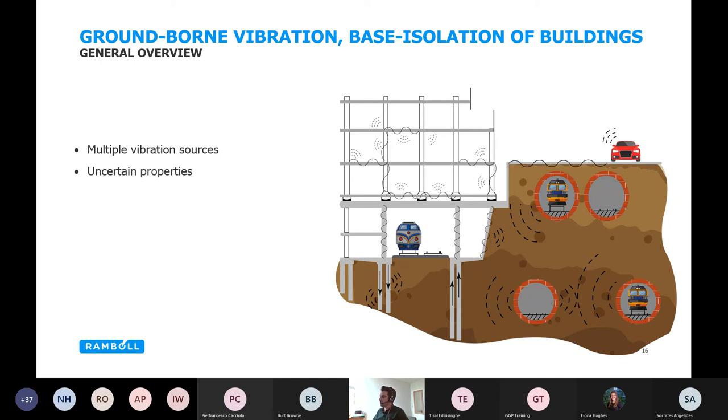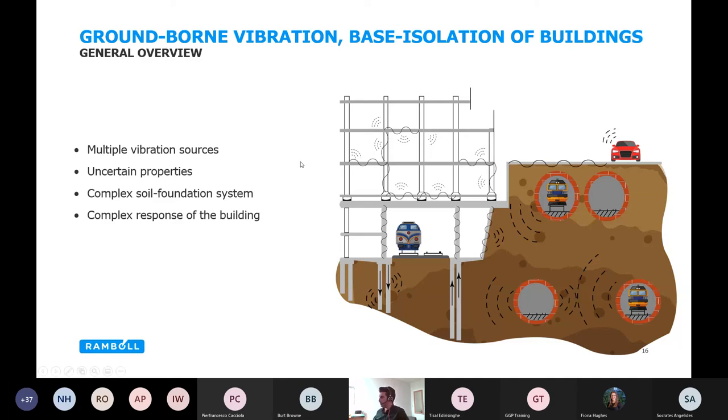and as you can see, it is a complex problem that can involve multiple vibration sources in the surroundings, uncertain properties for the soil foundation system especially, and a complex soil foundation system often involving pile foundation, and in general a complex response of the system. As a mitigating measure, what is sometimes done is to mount the building on springs, such that to decouple the building itself from the substructure system and from the source.